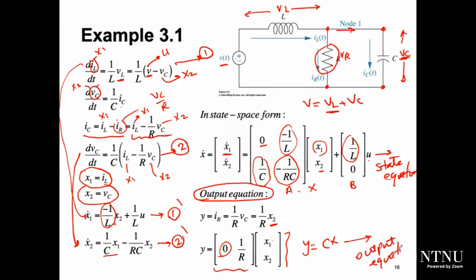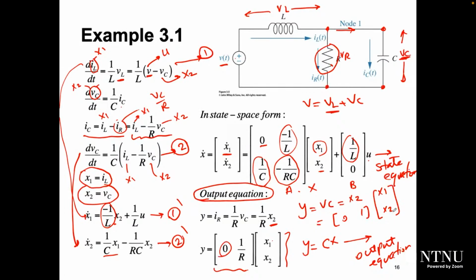For the output equation, you can have many other different output equations, right? Maybe someone will say, okay, now I want to control the voltage drop across VC. So my output will be VC. But VC is a state, in fact. VC is a state which is X2. So in this case, the output equation will be 0, 1, multiplied by X1 and X2. So it could be something like this one.